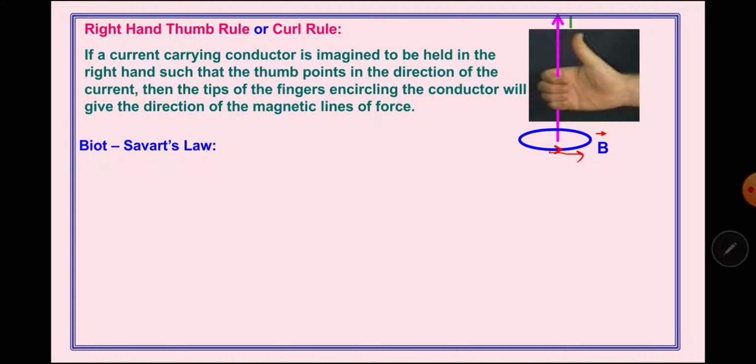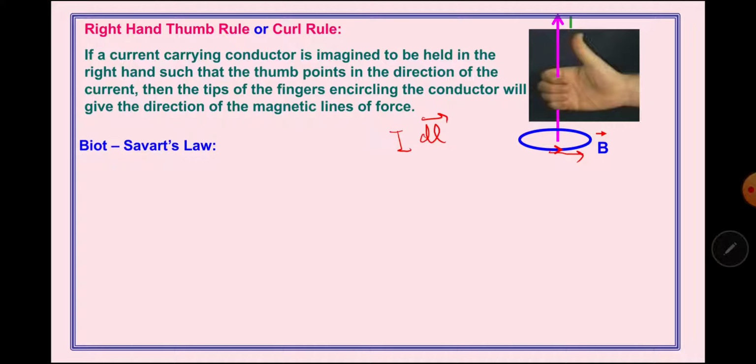Students, a current element is a small portion of a current carrying conductor whose direction is in the direction of current. It is generally written as I dl, where dl is a small length element of the current carrying conductor and I is the current flowing through it. It is a vector quantity, and its direction is the same as that of current.